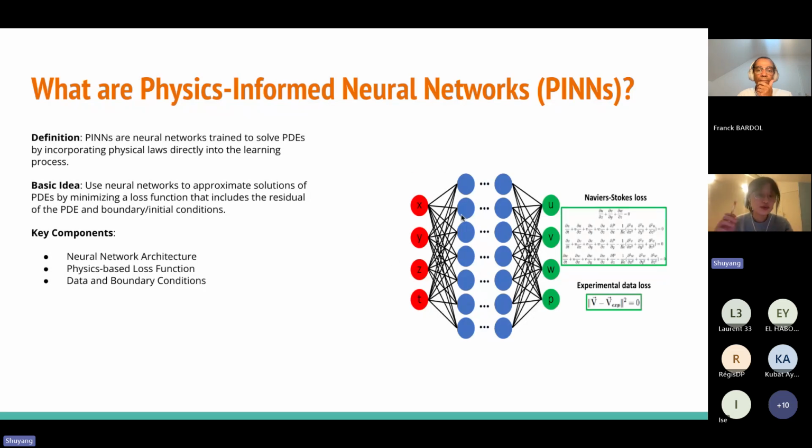You can see that the input of the neural network are the variables on which the function depends. And the output of the neural network is the approximate solution that you want to approximate the real solution. And you train this neural network to let the output be close to the real solution in some sense. And of course, you have to take into account the boundary conditions and initial conditions. So that's the brief definition.